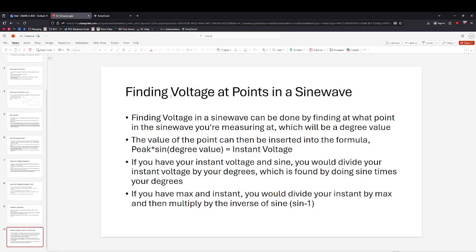So, for finding your voltage at points in a sine wave is where we use the sine measurement that we learned in trigonometry, which is something that we never really got into, but that's how we can actually practically apply our trig. So let me quick pull up.